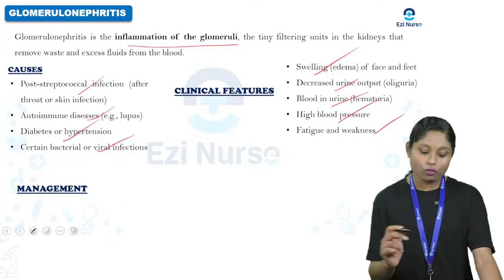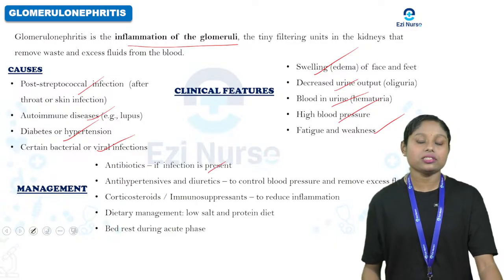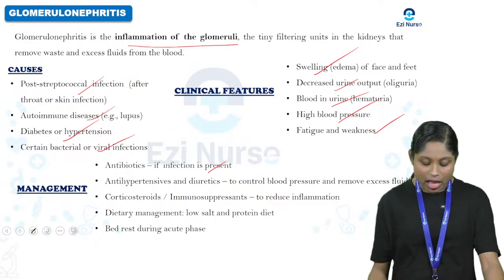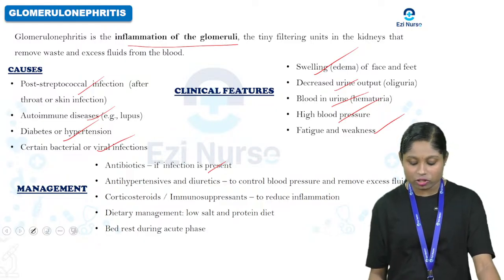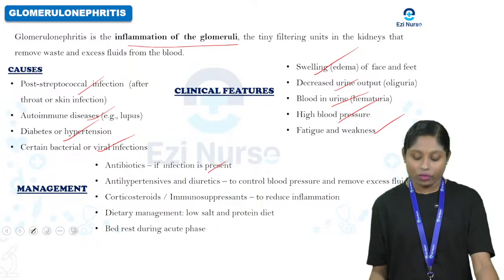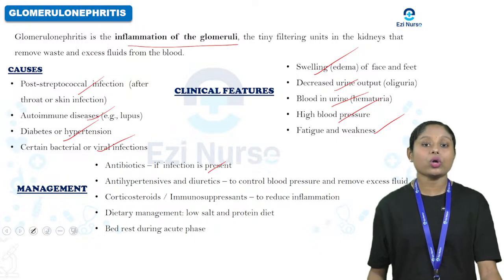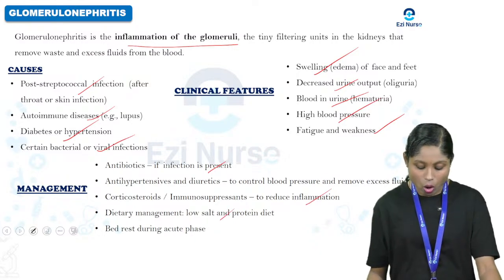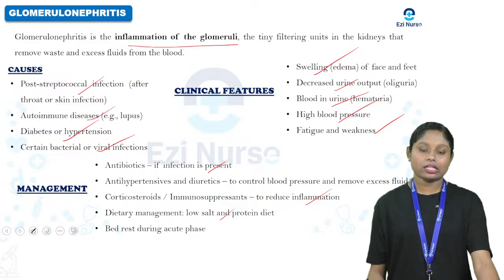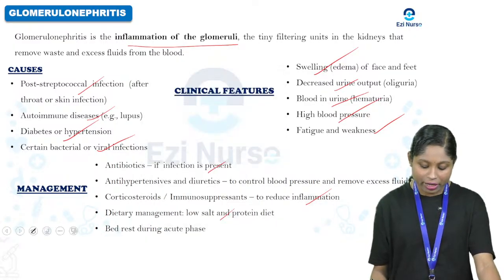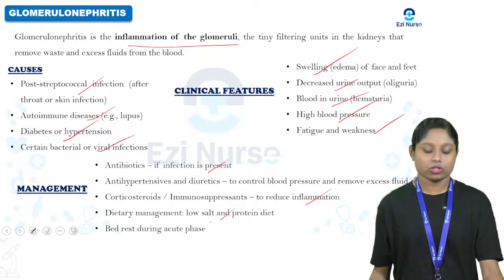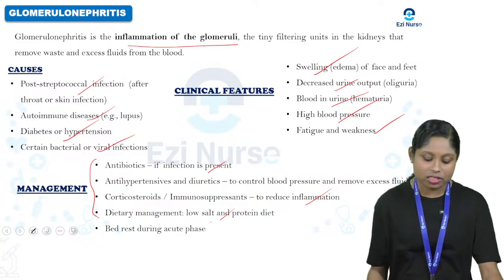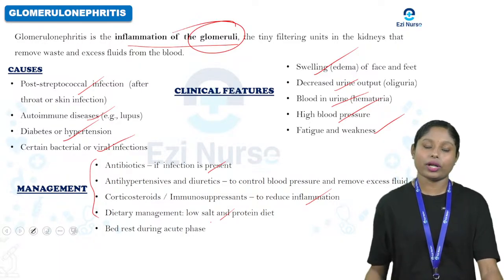Coming to the management of glomerulonephritis: antibiotics if infection is present. So if bacterial infection, provide the antibiotics. Antihypertensives and diuretics to control blood pressure and remove excess fluid, corticosteroids or immunosuppressants to reduce inflammation, dietary management, a low salt or protein diet they need to have, and bed rest during the acute phase. So these are the medical management for glomerulonephritis. It's nothing but inflammation of glomeruli.